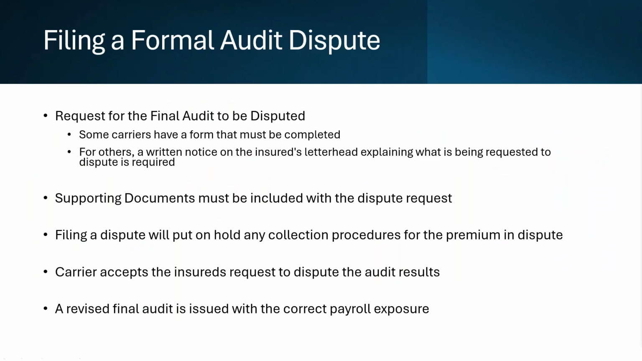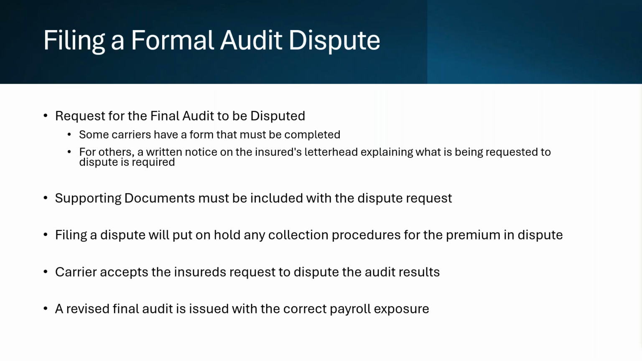So now that you've identified what needs to be disputed, we're going to address what needs to be done to file a formal audit dispute. Audit disputes are only reviewed and accepted by doing the following. For certain carriers, an audit dispute form must be completed and signed by the insured. For others, a written notice on the insured's letterhead explaining what is being requested to dispute is required.